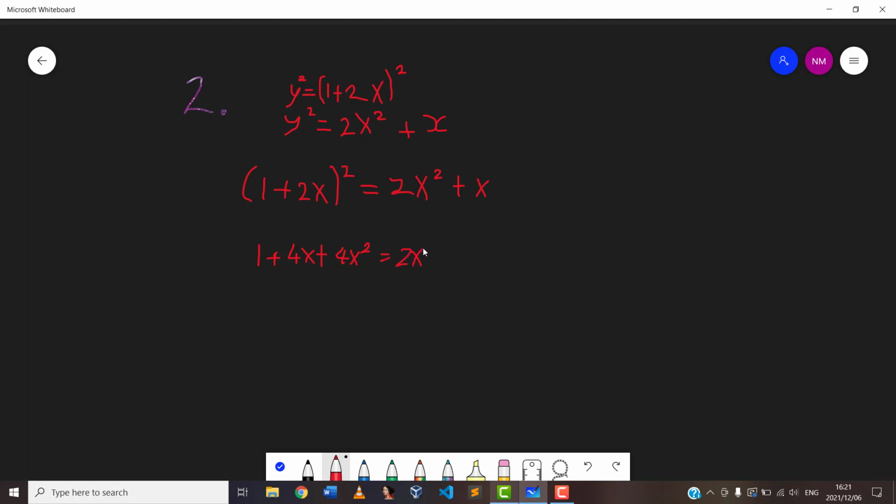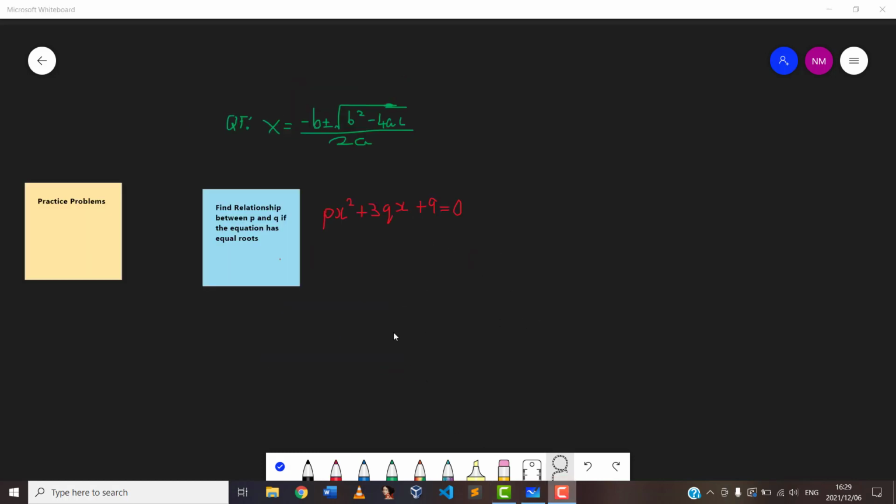Two x squared plus x. And then we just bring everything over to one side. So 2x squared plus 3x plus 1 equals 0. And now x equals minus 1 and minus 2.